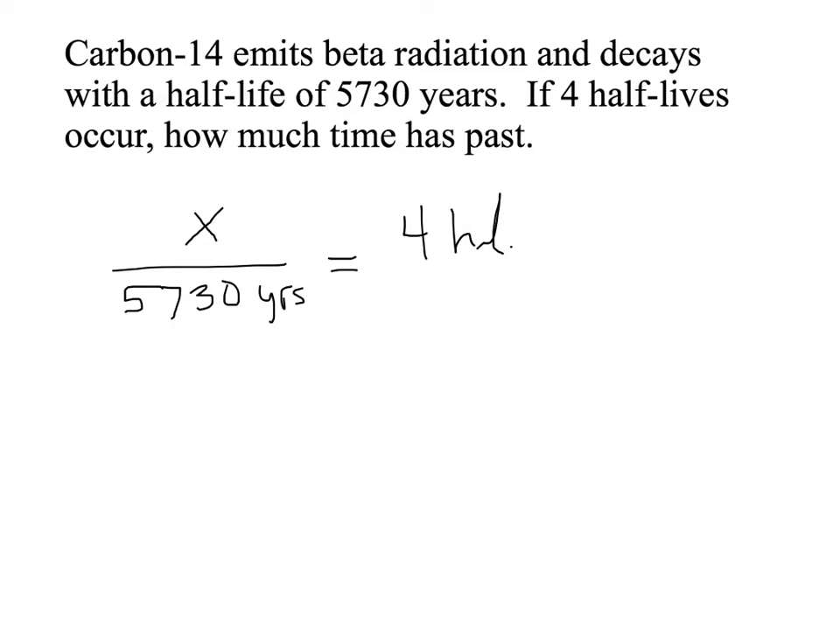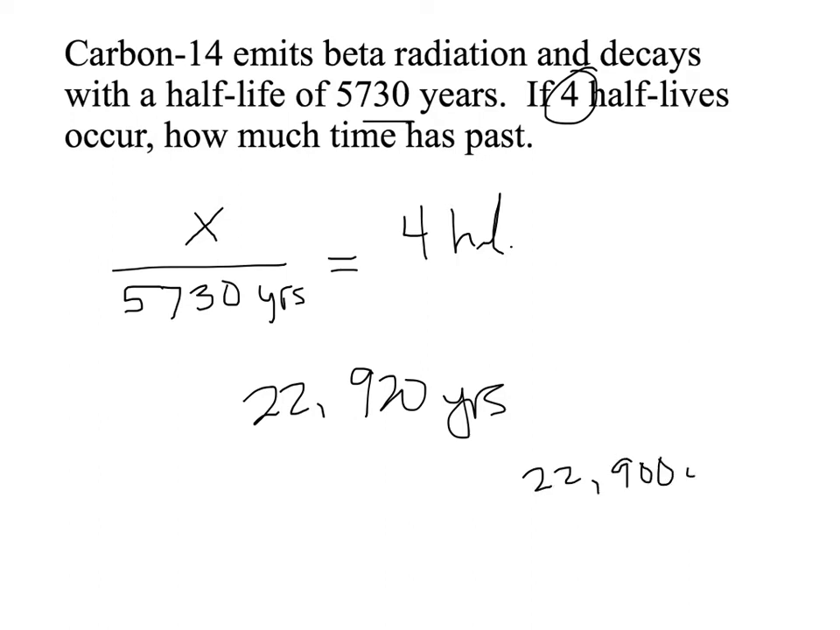You're going to cross multiply. So you're going to take the 5,730 times the 4 half-lives, and your calculator is going to spit out 22,920 years. If I want to do this for sig figs, you're going to notice the 4 I'm not going to count for significant figures because hopefully there isn't an error in counting to 4. But the 5,730 has 3 sig figs. I would probably report this as 22,900 years.